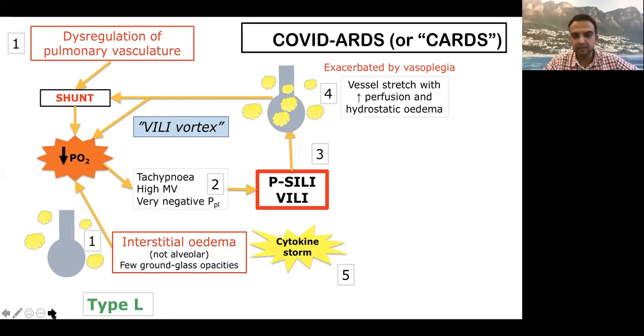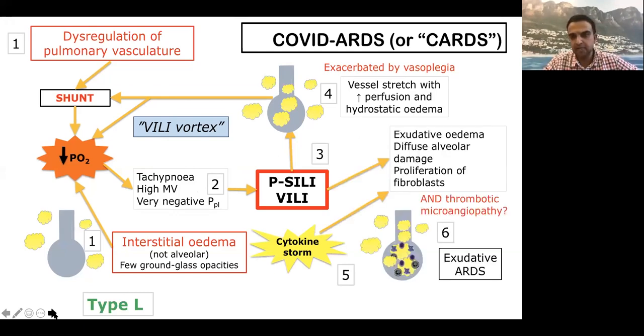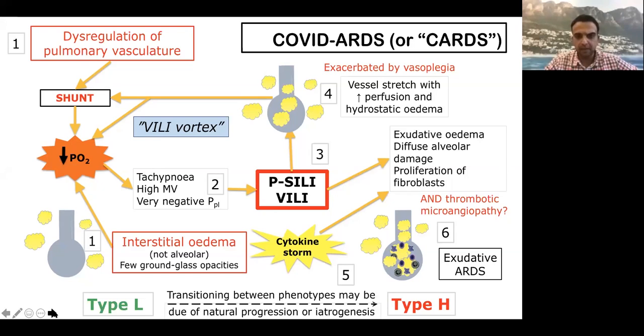And as the cytokine storm sets up, you finally have the more traditional type of ARDS that we know, with exudative edema and diffuse alveolar damage and fibroblasts. There's also a component of a microangiopathic process that's going on, which I'll tell you about in a second. So these are the two types that are coming to light.